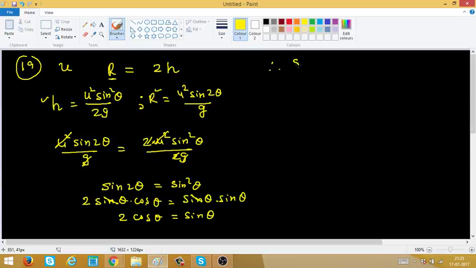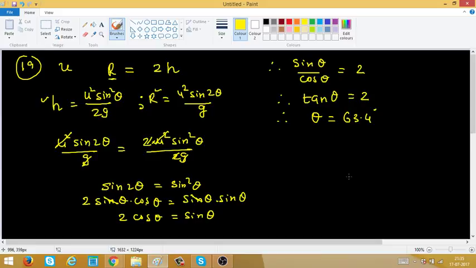Therefore, sine theta upon cos theta is equal to 2. Therefore, tan theta equal to 2. And if I use the calculator, from this tan theta I'll get 63.4 degrees.